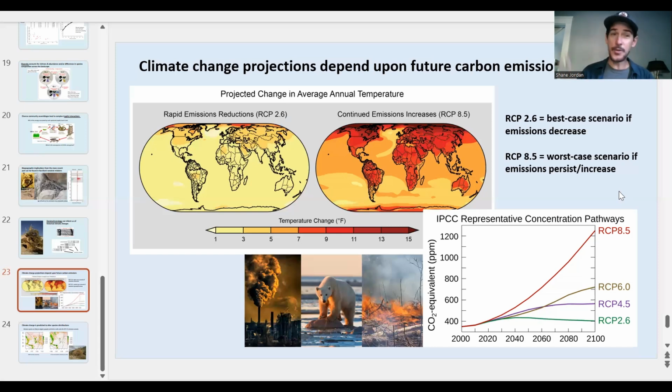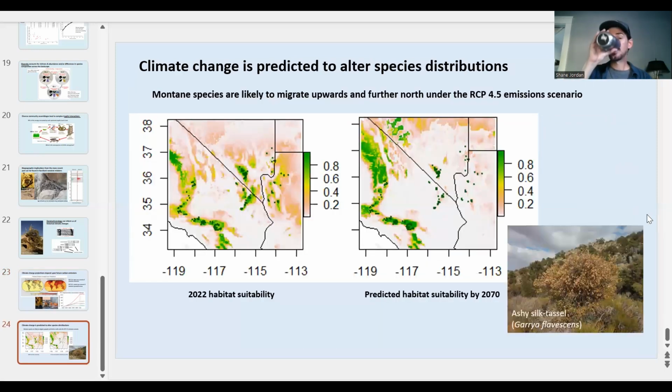Marine ecosystems, terrestrial ecosystems, all will depend upon how this situation plays out in the future. So scientists have also used these computer simulated models, these species distribution models, to predict how species distributions might change under some of these different representative concentration pathway scenarios.